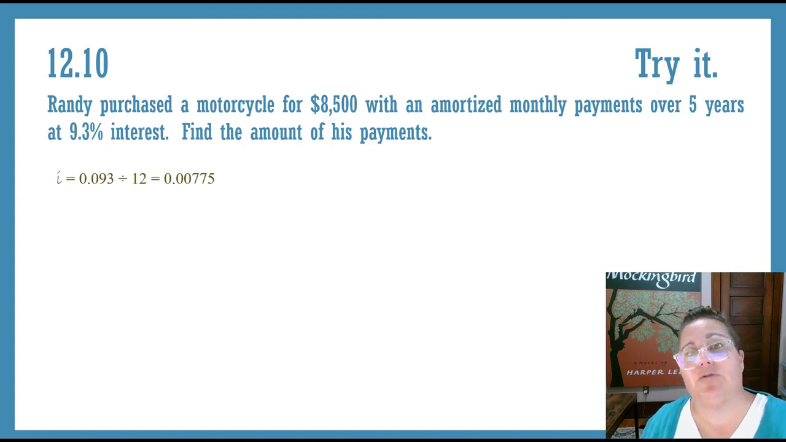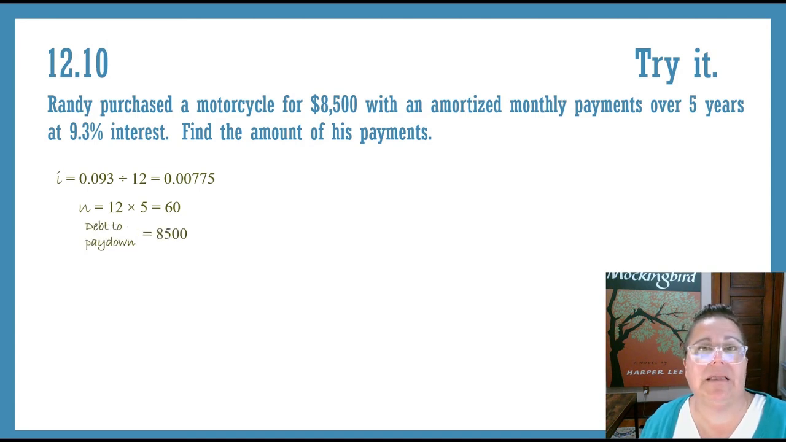And I'm going to divide that by 12. That's going to get me 0.00775. That's its interest rate per period. He's going to do 12 payments, or it's compounded monthly over the next 5 years. So that's 60 compounding periods. The debt that he has to pay down is $8,500. There's no talk in here of a down payment or front money. So I believe it's the full $8,500.